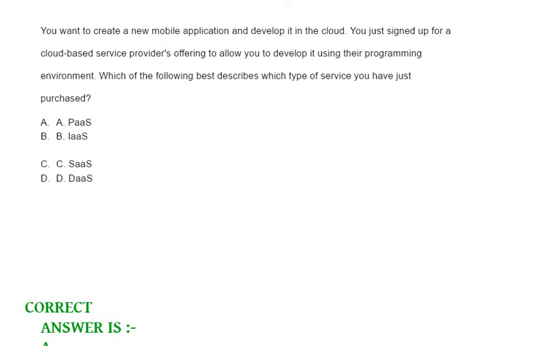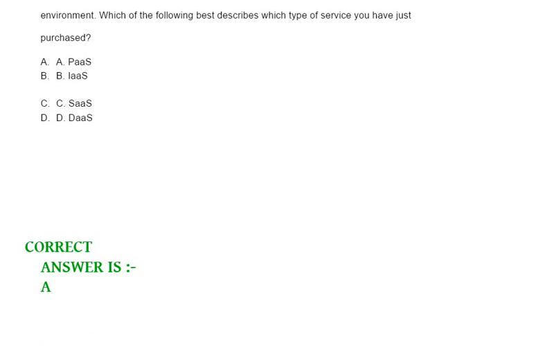Next question is you want to create a new mobile application and develop it in the cloud. You just signed up for a cloud-based service provider's offering to allow you to develop it using their programming environment. Which of the following best describes which type of service you have just purchased? Option A PaaS. Option B IaaS. Option C SaaS. Option D DaaS. Correct answer is option A.